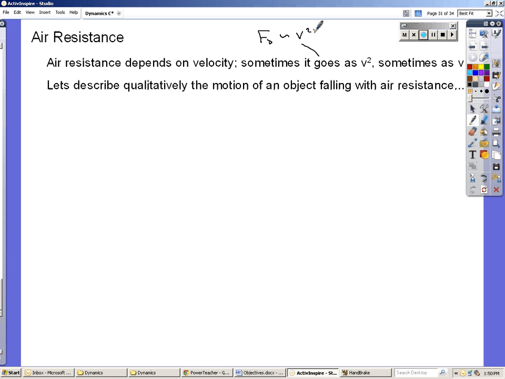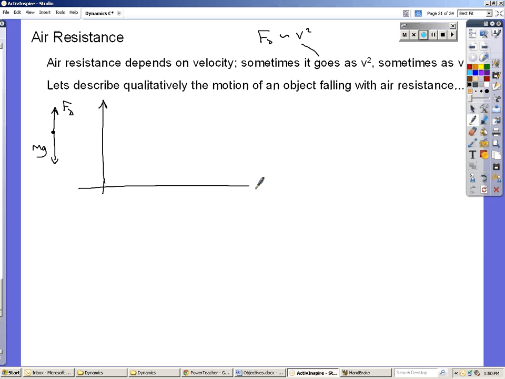So let's describe qualitatively the motion of an object falling with air resistance. So the first thing, draw a free body diagram. You've got the weight, mg, pointing downward, and then as it's moving downward, air resistance, Fd, is opposing the motion. And Fd gets larger as the velocity increases.